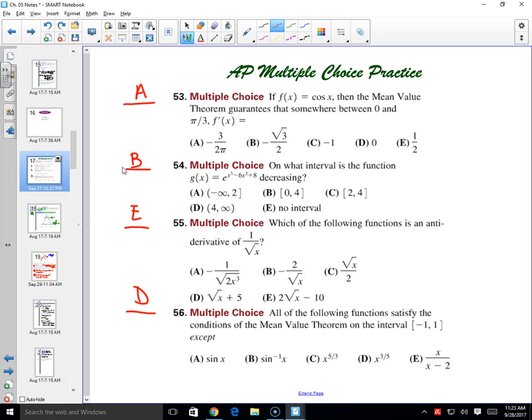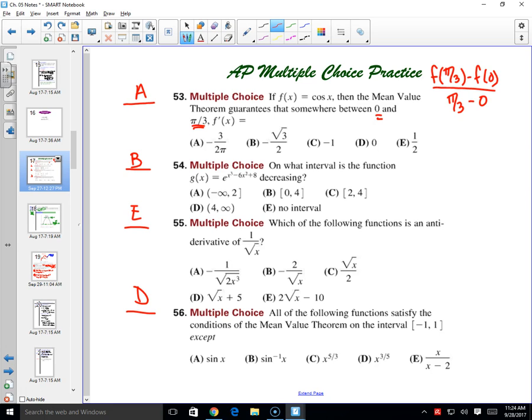Pause. We had somewhat of a question on 53. Raise your hand real fast. Okay, 53. Who wants to talk it out? Someone got it right. Katrina, go for it. So, you have to use f of b minus f of a all over b minus a. And why do I use these ones? Because it's between 0 and pi over 3.